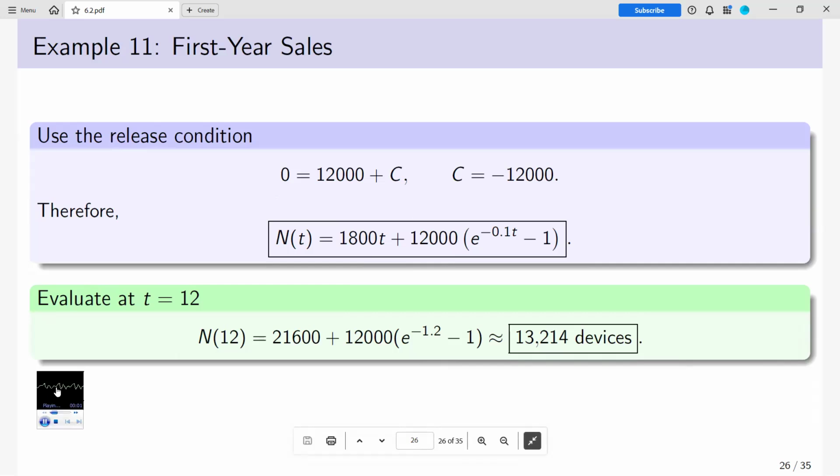No devices have been sold at the instant of release, so the initial condition determines C. Evaluating at 12 months gives the first year total. 13,000 sales is impressive. What is this device? I am curious.